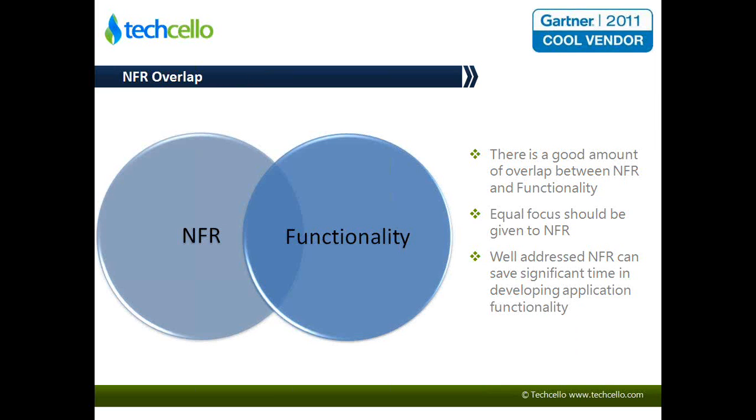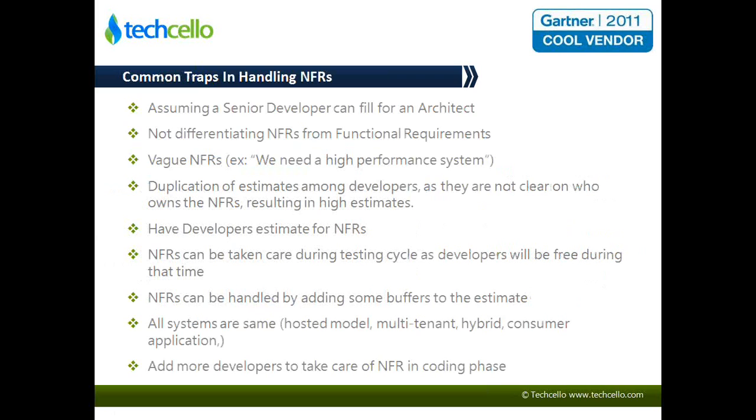So if you look at all these non-functional requirements, you will understand that it has a very good overlap with the functionality. So whatever focus you give for the product functionality, application functionality, similar focus has to be given to the non-functional requirements. And once you do that, you will definitely save a lot of time, a lot of rework. Functionality development becomes much easier, because most of the things are taken care of by the NFR.